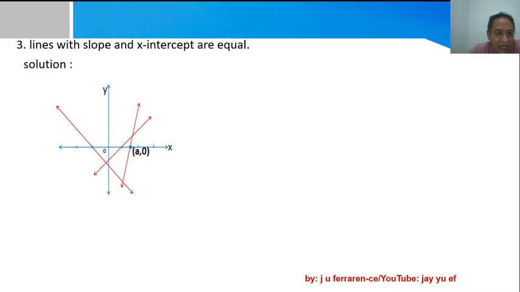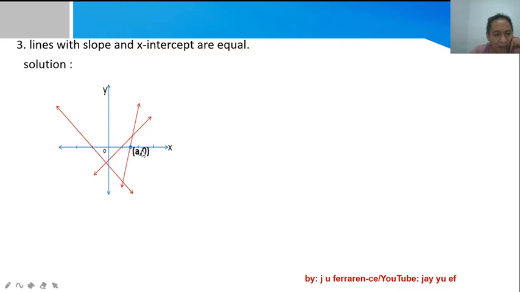Now, if your line has an x-intercept of 1, the slope must also be 1, no? Okay, so this is a line maybe having an x-intercept of 1, y-intercept is also 1. If this crosses at the x-axis at minus 1, meaning the slope is also equal to negative 1, okay? This one, the slope is negative 1. This other one passes at 1.5 or 3 halves, so the slope is also 3 halves.